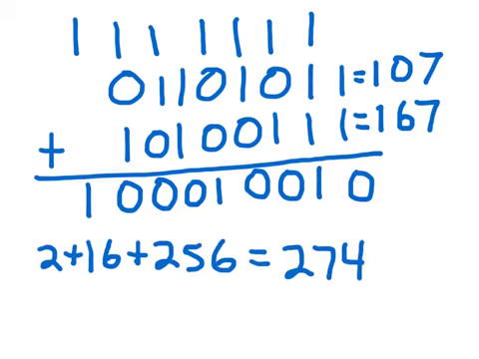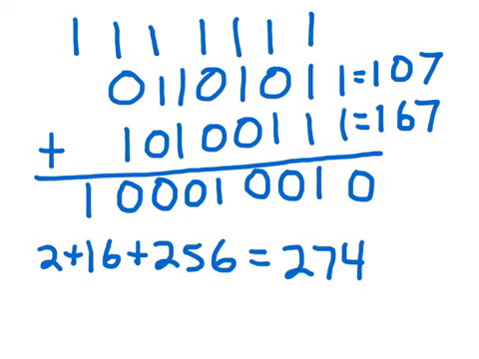274. So all we have to do now is check to see if we're right. So we take 107 plus 167, and sure enough, you will get 274. So that is how you add two binary numbers together.